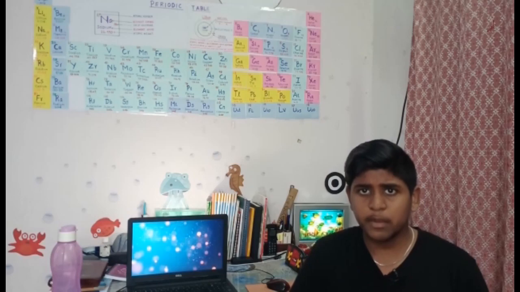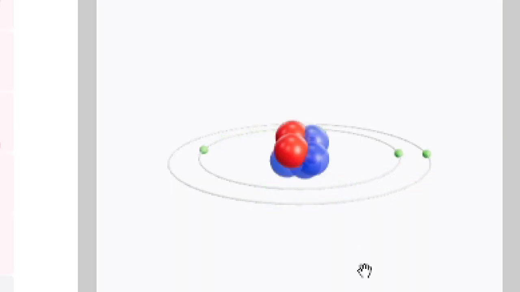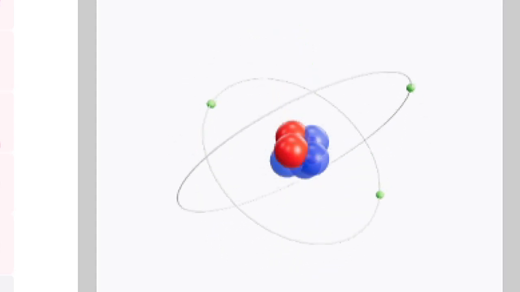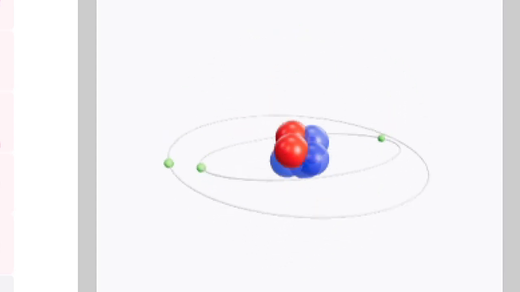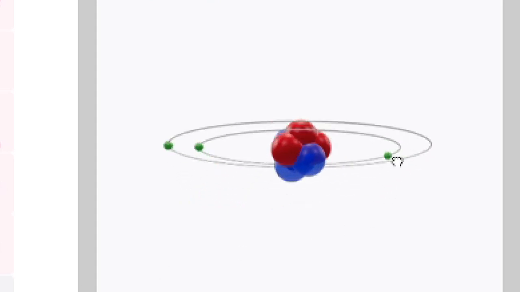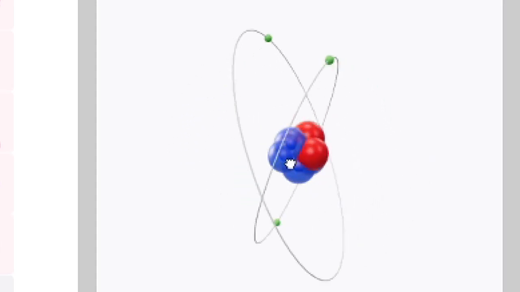Actually, the center of the element is called the nucleus. The nucleus contains protons and neutrons. Then where is the electron? Don't worry. The electrons are running around the nucleus in orbits. There are a number of orbits. They are named K, L, M and so on. The first orbit is K, so n is equal to 1. The second orbit is L, so n is equal to 2. The third orbit is M, so n is equal to 3 and so on.